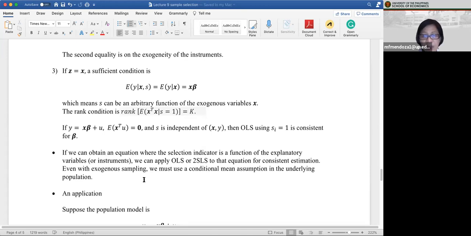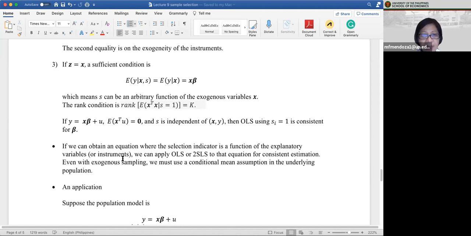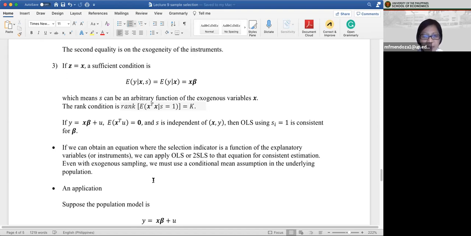So generally, if we can obtain an equation where the selection indicator is a function of the explanatory variables or instruments, we can apply OLS or two-stage least squares to the equation for consistent estimation. However, even with exogenous sampling, that is, S sub i can be a function of the explanatory variables or instruments, we must use a conditional mean assumption in the underlying population. So when we interpret the results, we have to take cognizance of our restricted sample.